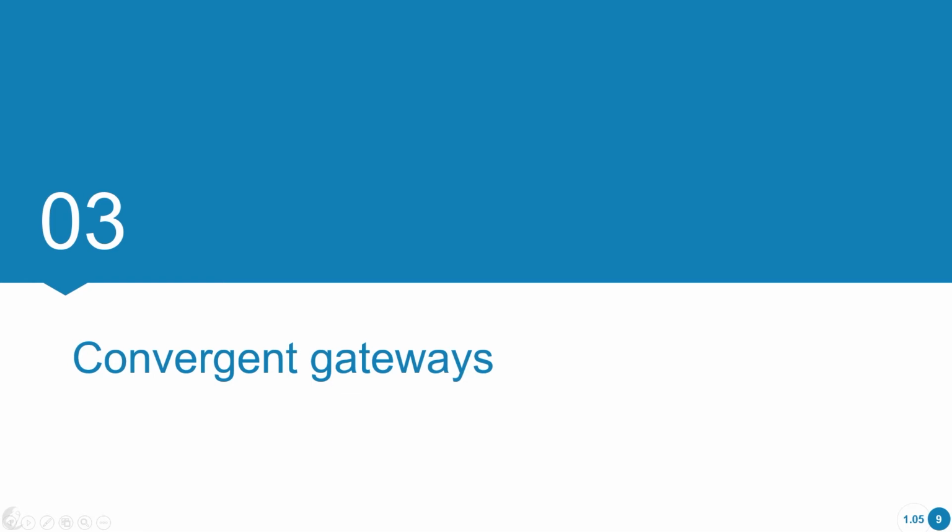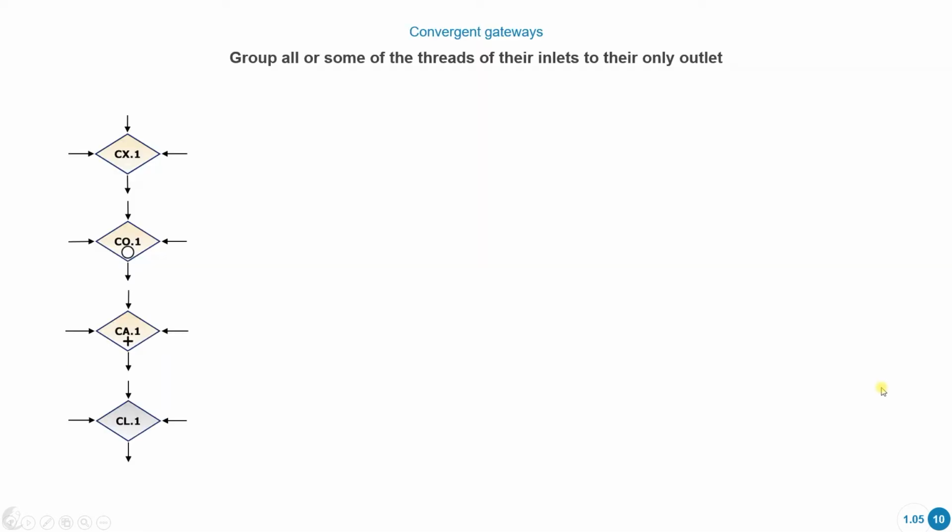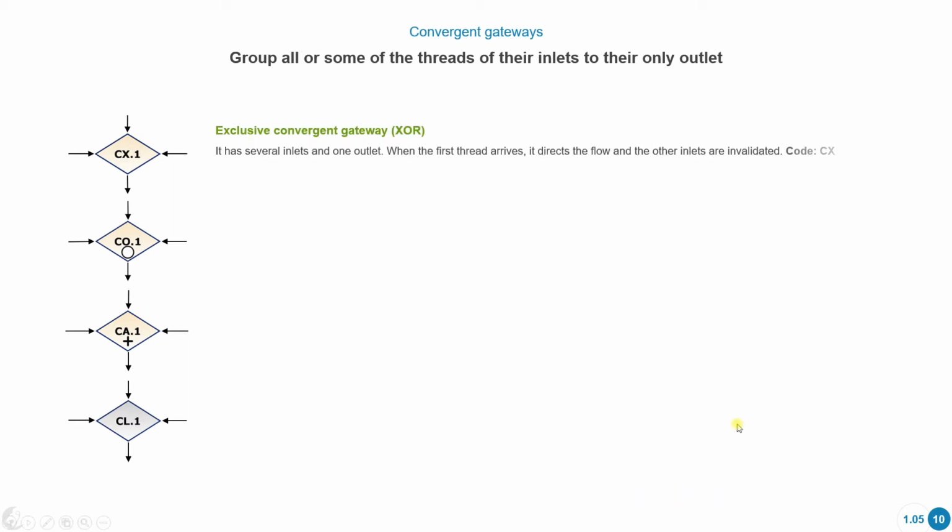Convergent gateways. All right, so what are the convergent gateways going to do? They're going to grab all the threads, all of their inlets, and they're going to let the flow go through its unique outlet. They work in different ways. We've got here an exclusive convergent gateway.